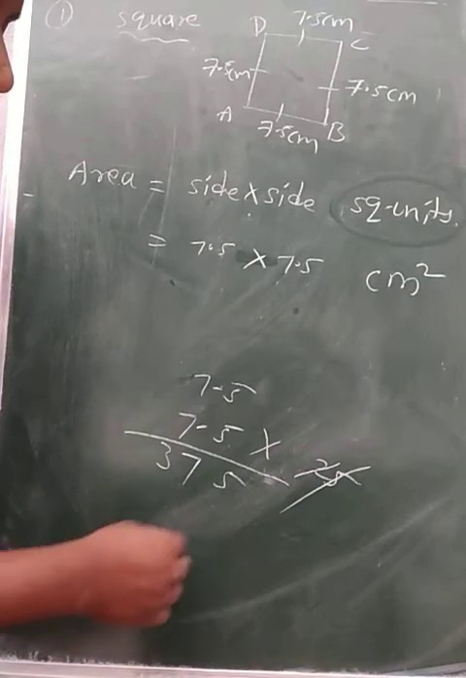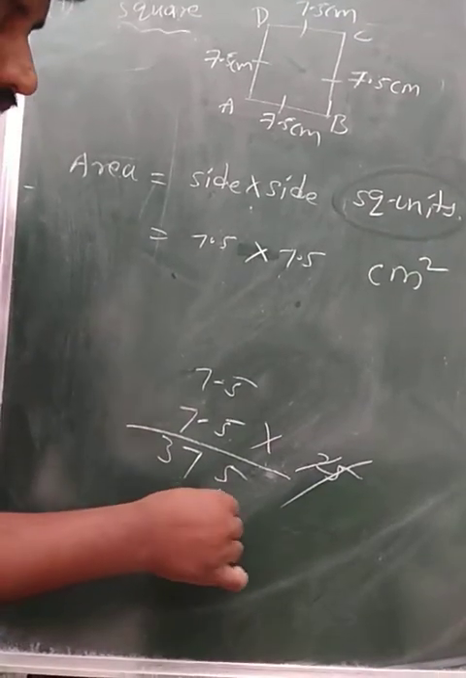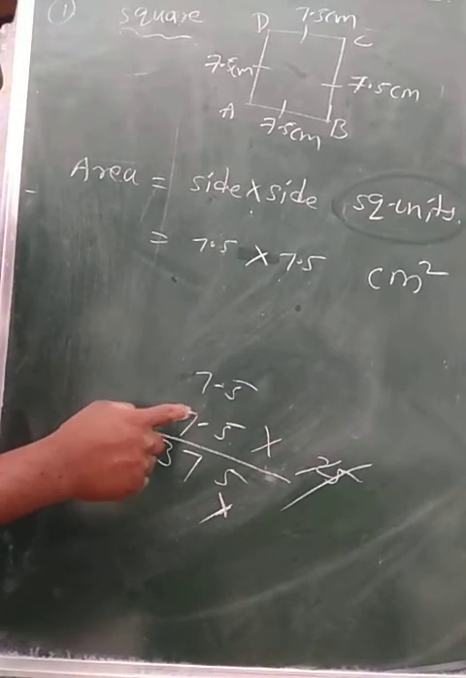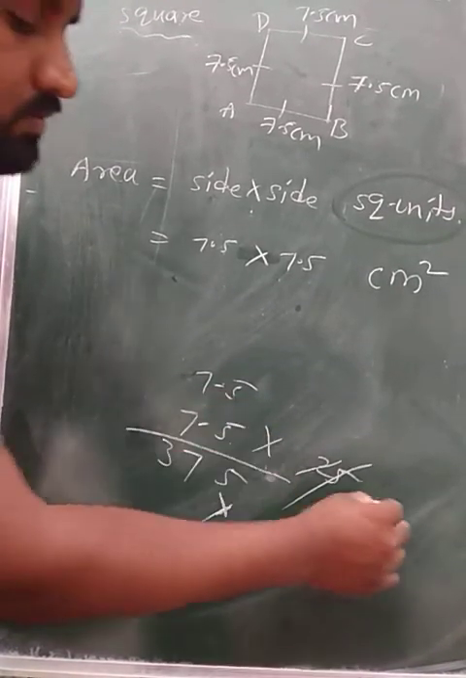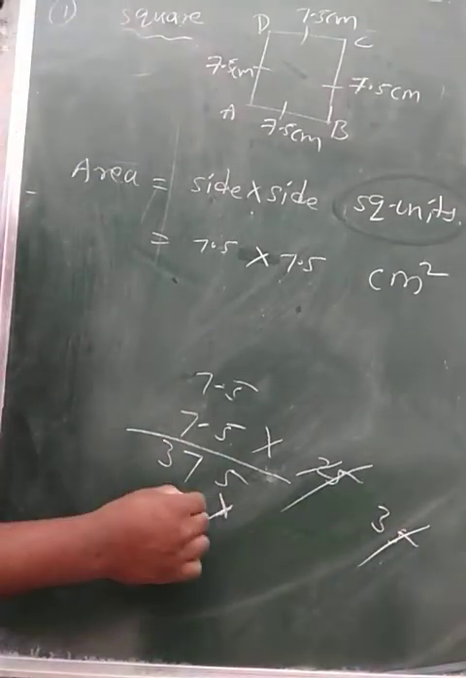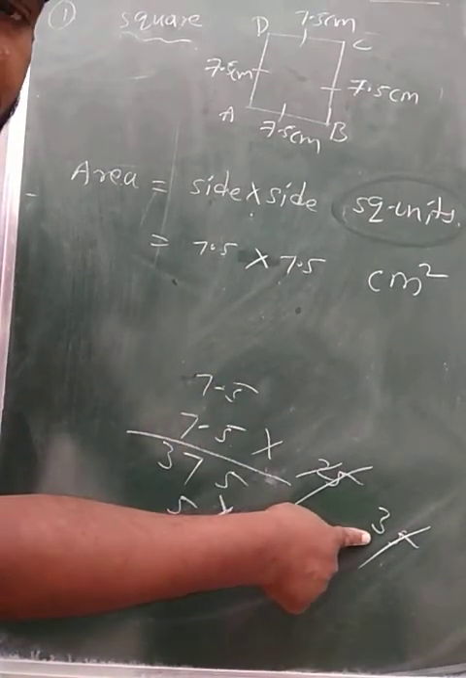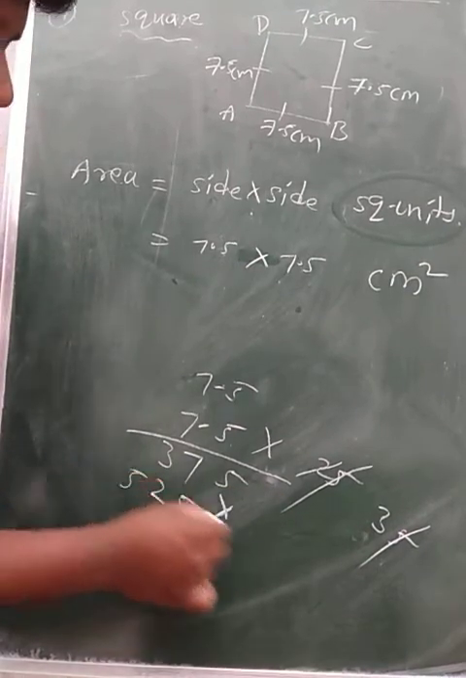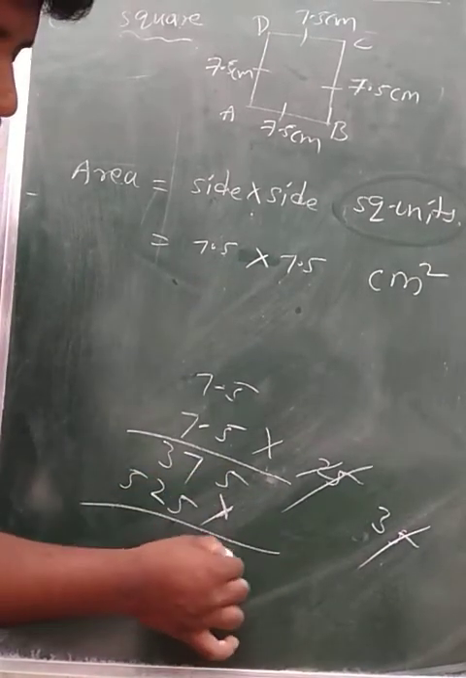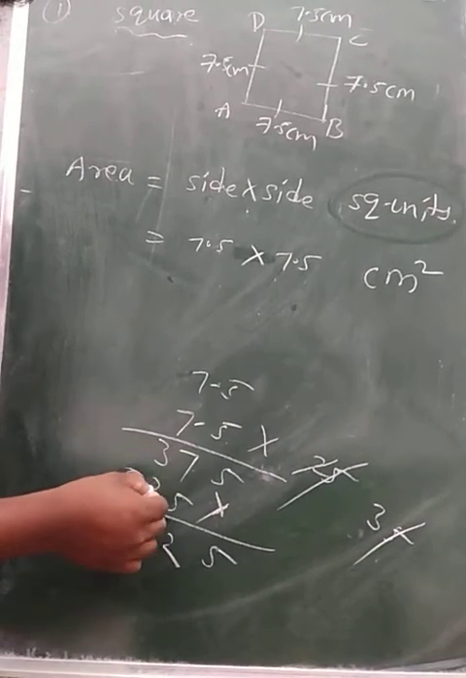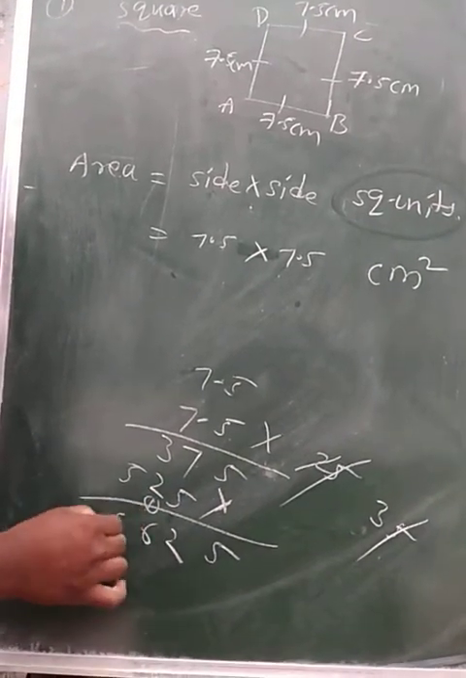Take here 0 or a cross mark, then go for the next digit. 7 fives are 35. Here 7 sevens are 49. 49 plus 3 is 52. By adding we get 5, 7 plus 5 is 12. Here 1 plus 3 plus 2 plus 1, that is 65.